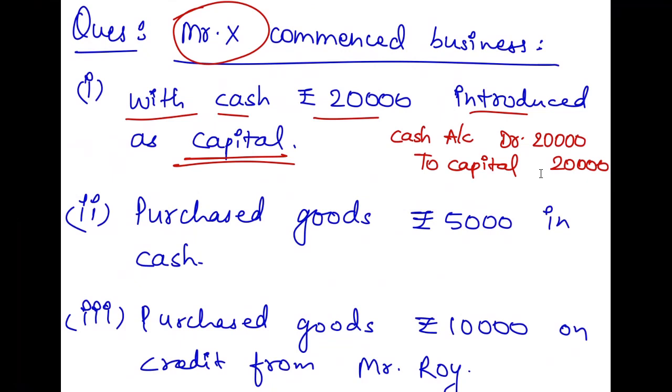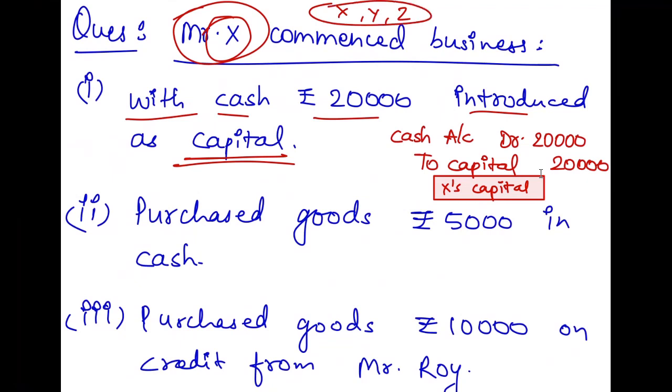Some have mentioned it is excess capital. That is also fine. But as we are doing the business for a sole proprietor, Mr. X capital would be there. If the business is a partnership firm, then you have to mention which partner has brought the capital, whether X, Y, or Z. So you have to name it as X capital account, Y capital account, or Z capital account. So here it is cash account debit 20,000 to X capital account 20,000.